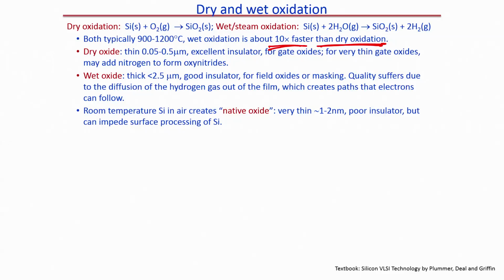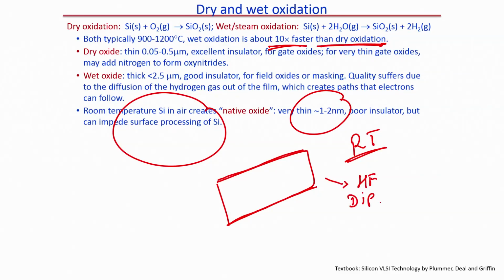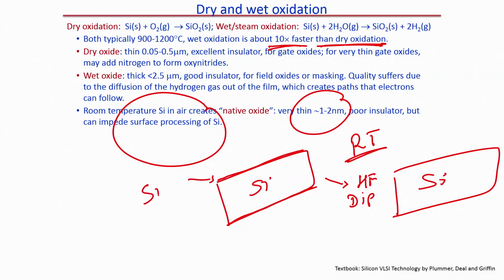There is something which is always there. When you get a new silicon wafer and keep it at room temperature, there will be a thin layer of oxide, which is a poor insulator, but can impede the silicon processing. That is why whenever the wafer is at room temperature in the laboratory, the first step that you need to do is perform an HF dip. That will remove your native oxide and get you the silicon substrate, right. This is a thin layer of silicon dioxide, about 1 to 2 nanometer.